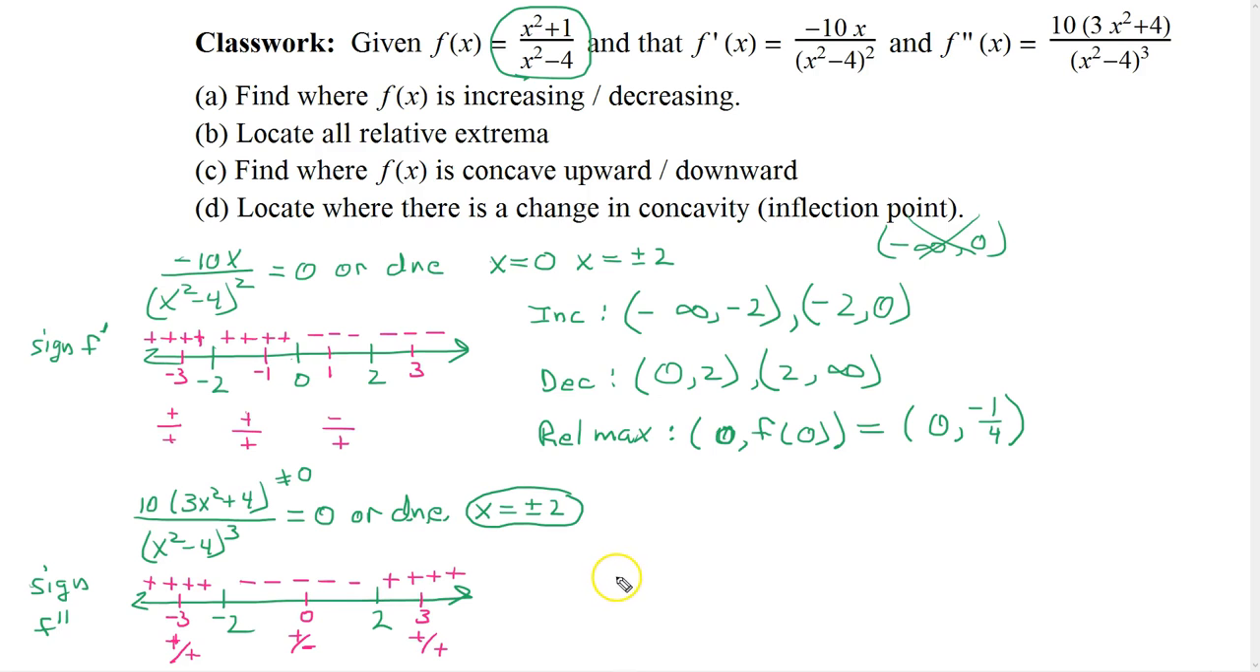And there we go. So now that tells us where our function is concave up and down. So we are concave up on the interval from -infinity to -2, and from 2 to infinity. We are concave down from -2 to 2.